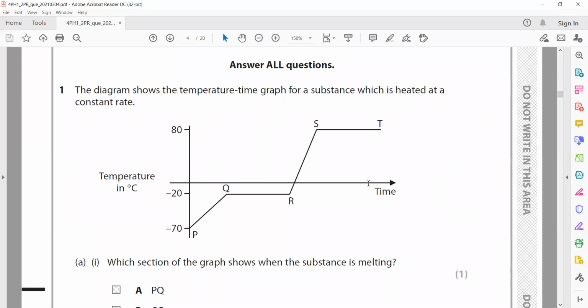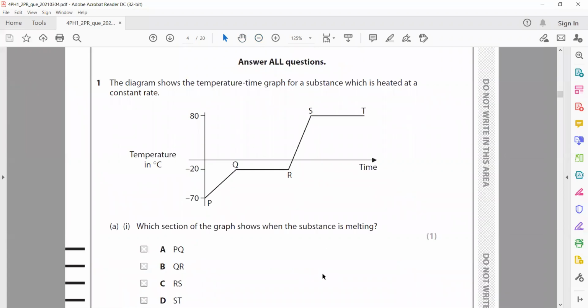The diagram shows the temperature-time graph for a substance which is heated at a constant rate. Which section of the graph shows when the substance is melting? When there is a change in state, there is no change in temperature. So we have solid changing into liquid, and liquid changing into gas. So from Q to R, the solid is in a state of melting.